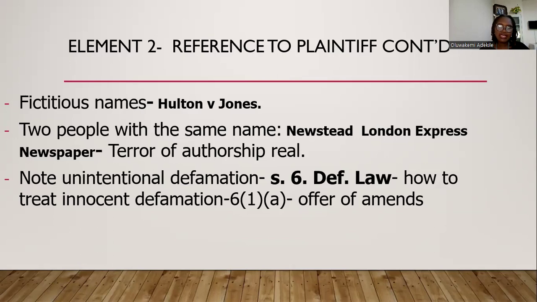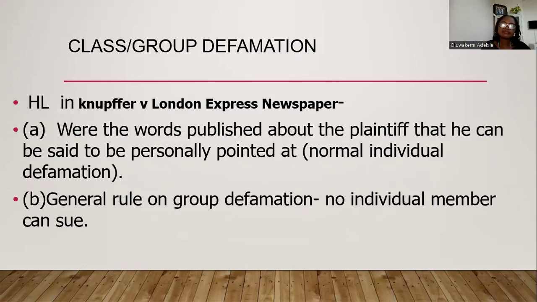So when you have situations like this, they are called unintentional defamation. And if you look at the defamation law of most states in Nigeria, for instance, Lagos State, it has a legal framework for how you treat unintentional or innocent defamation. You make an offer of amends.